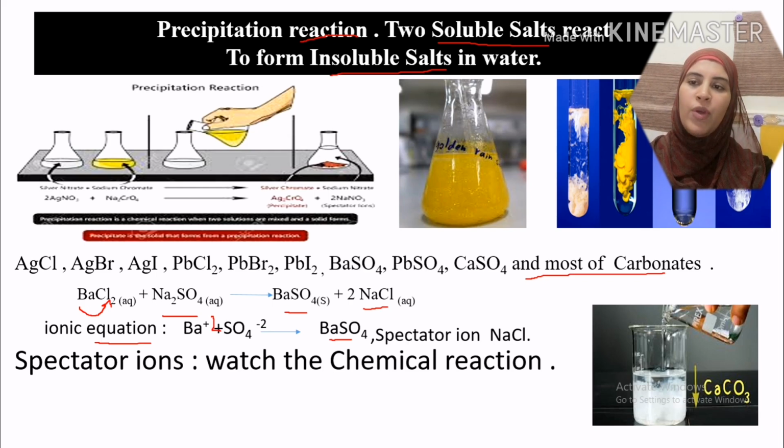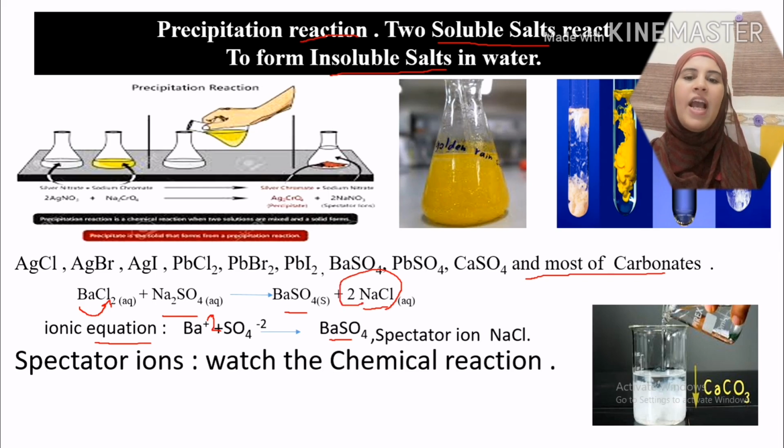In this reaction, we have sodium chloride acting as spectator ions. Spectator ions, they are ions just for watching the reaction, not included inside the chemical reaction. They are just for watching. They are forming a salt which is soluble in water. But our main salt is insoluble in water.